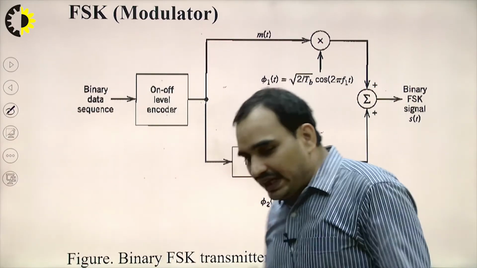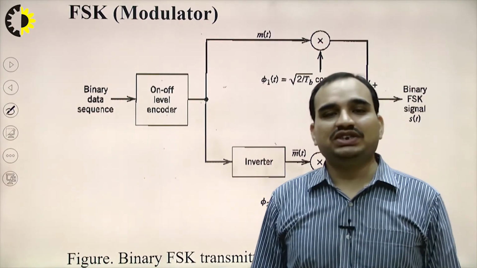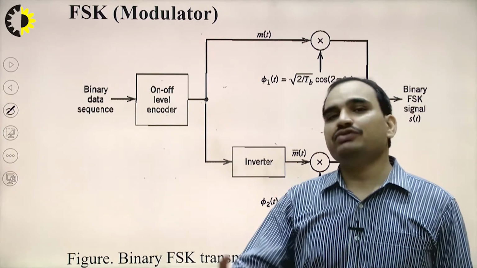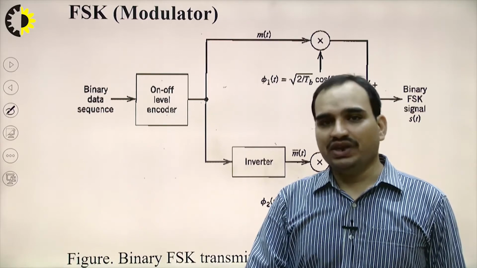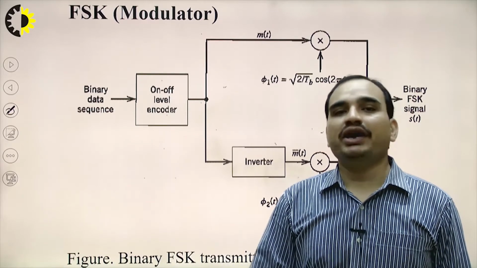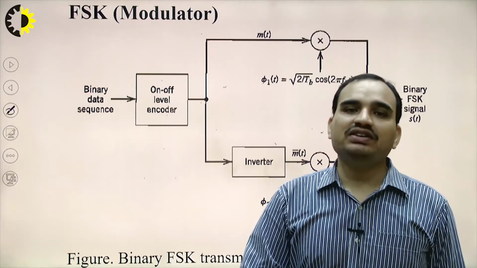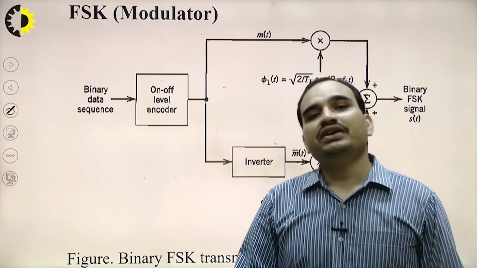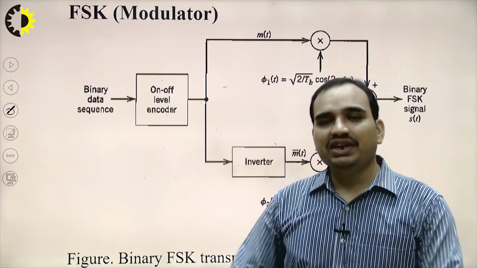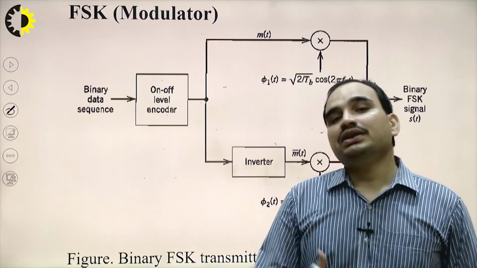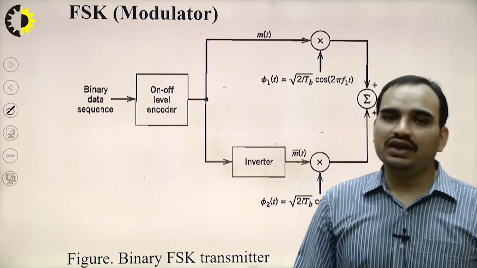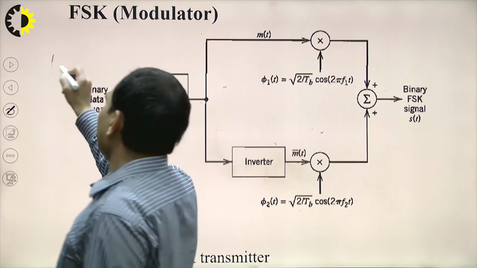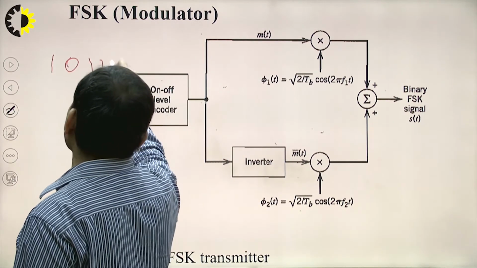Now how can we generate an FSK signal? This is our task. We have to split into two levels, then multiply the carriers accordingly. The high data level will be multiplied by the higher frequency carrier, and the low data level by the lower frequency carrier, or vice versa. But this is the general trend. So we have the binary data sequence in the form of ones and zeros like this.